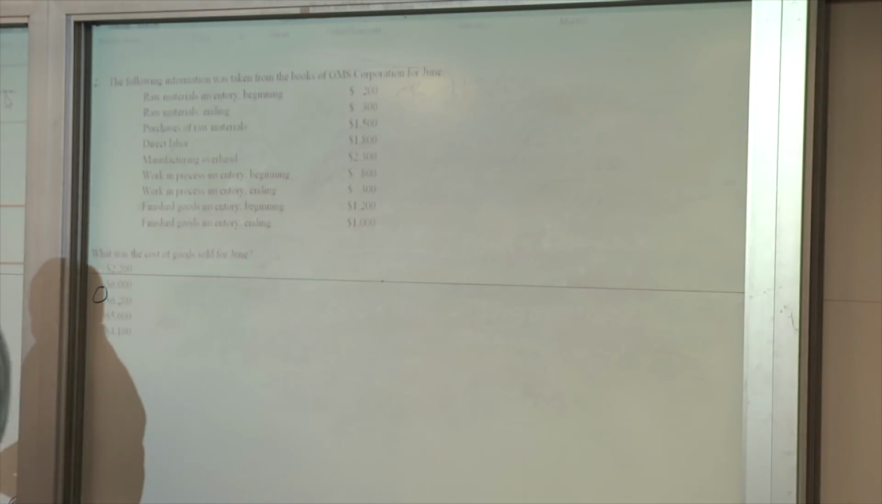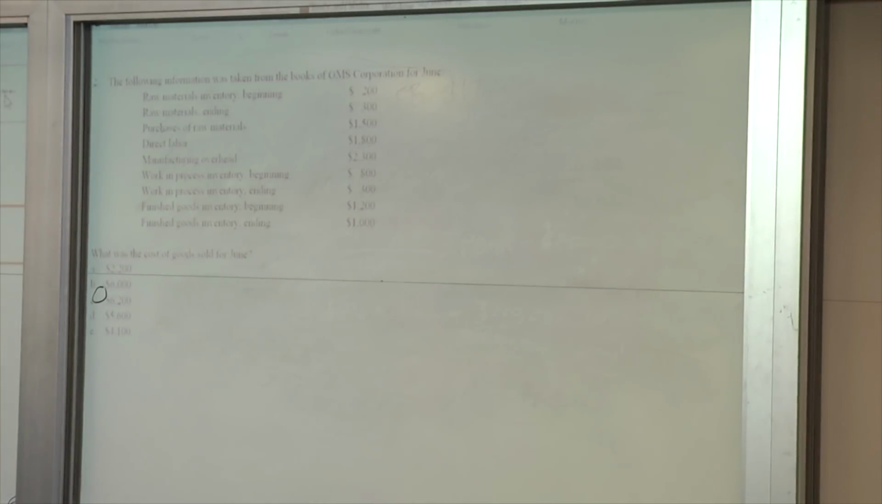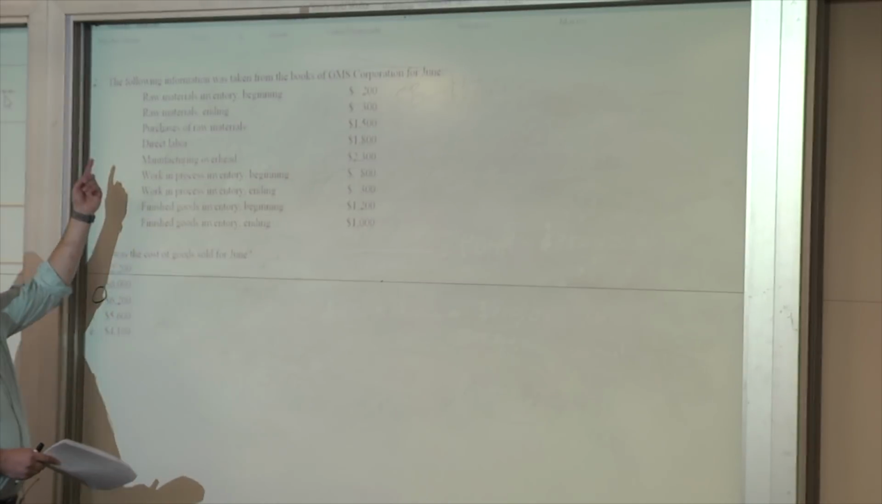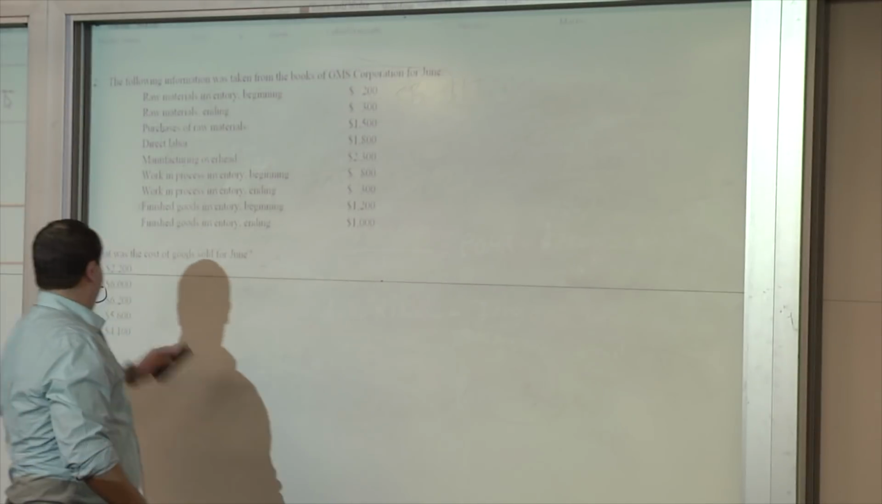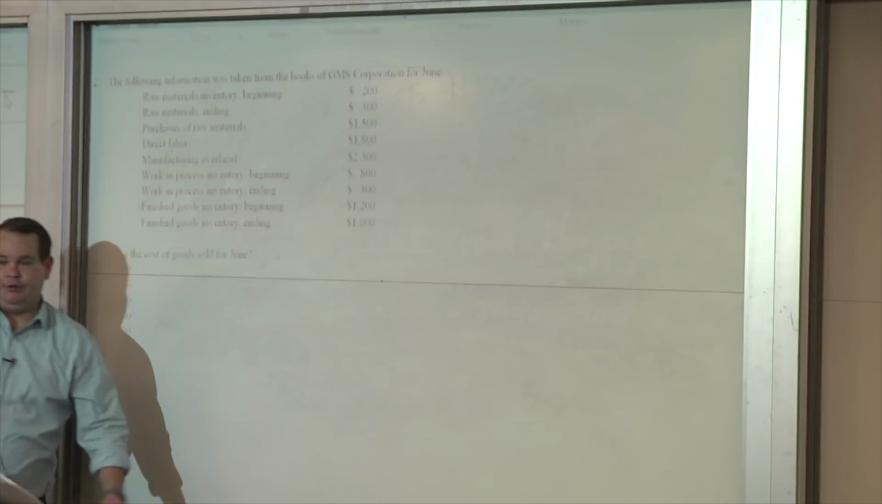All right, so for question 2, we have the following information taken from the books of GMS Corporation for June. A lot of numbers here. We have our raw materials beginning and ending. We have our purchases. We have our direct labor, manufacturing overhead, work in progress, and finished goods. We're going to need to use most of this information because ultimately what we're looking for is what was cost of goods sold for June.